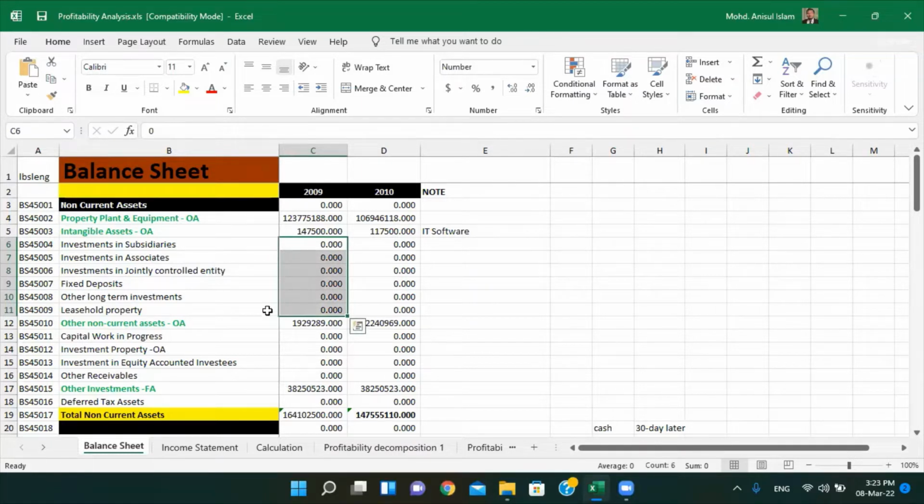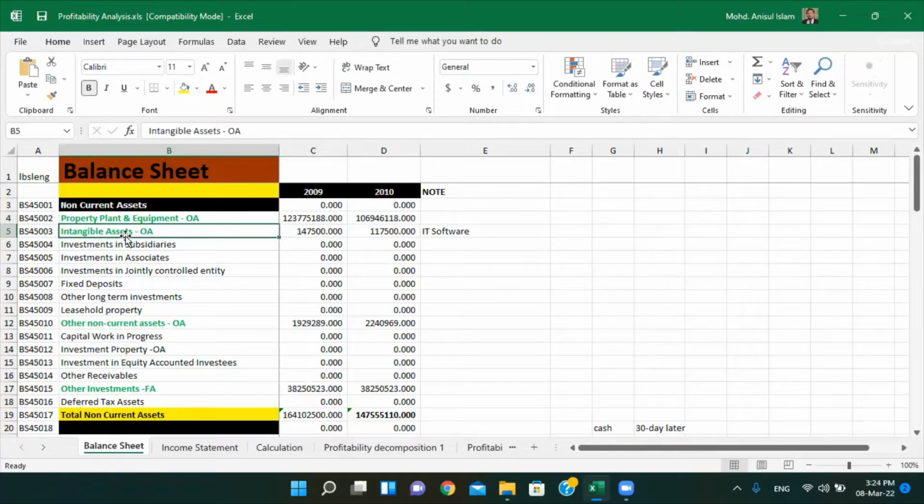That's why these items are 0. Okay. And you see these items are given. So these items are applicable for the Bangladesh Lamps company. So let's see some operating assets and some financial assets and operating liabilities and financial liabilities of Bangladesh Lamps Limited. Okay. So you see that for Bangladesh Lamps company, the property, plant and equipment, then the intangible assets.